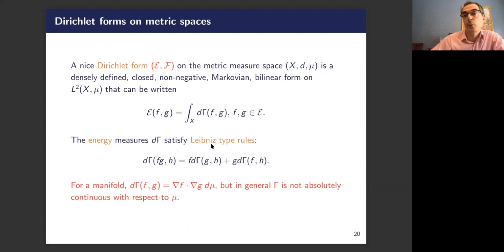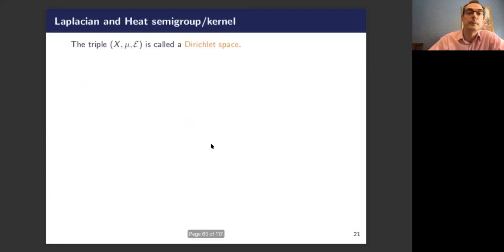So for a manifold, for instance, the canonical Dirichlet form is given in terms of the Riemannian structure and the Riemannian gradient. But in general, the Dirichlet forms we'll be interested in are not comparable to the reference measure.